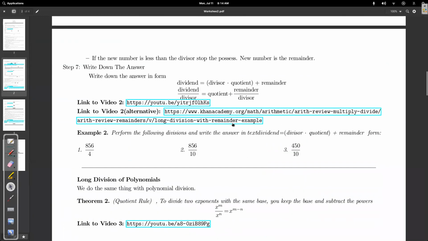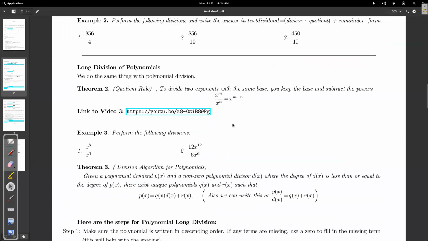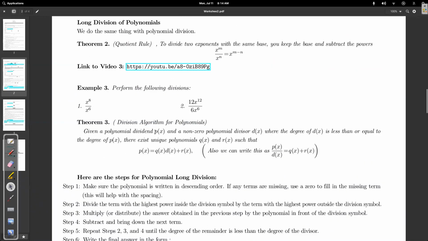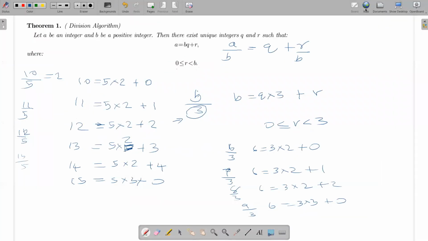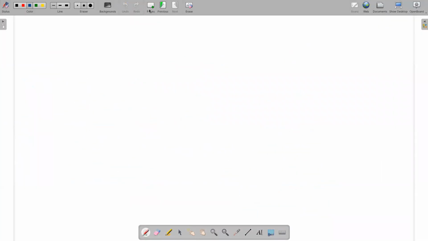So you have this one. Now we go to polynomial division. I'll refresh this division. When you divide two numbers, you subtract the powers, according to this rule. So if I divide, for example, x to the 8 by x to the 6, you just subtract these exponents.